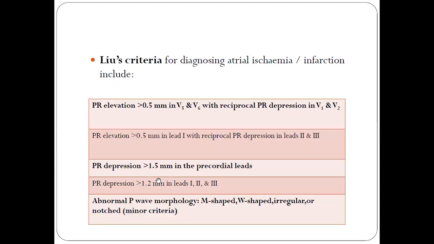Patients with atrial ischemia have higher chances of developing atrioventricular block, supraventricular arrhythmias, and cardiac free wall rupture. There is a criteria given by Lewis for diagnosing atrial infarction. He says that atrial ischemia can be diagnosed with PR elevation of more than 0.5 millimeters. So 0.5 millimeters means involvement of more than half a small square.